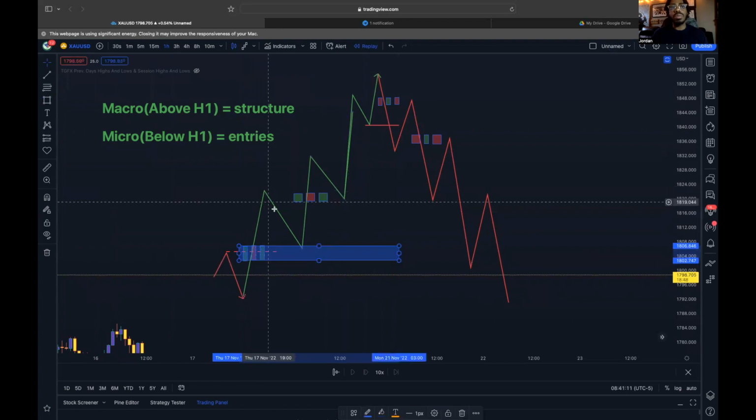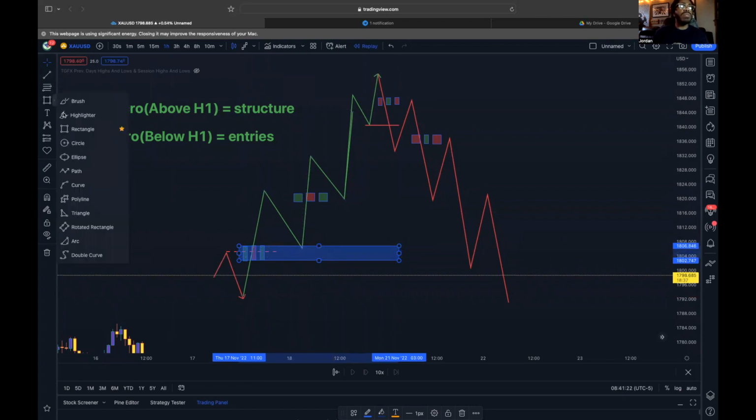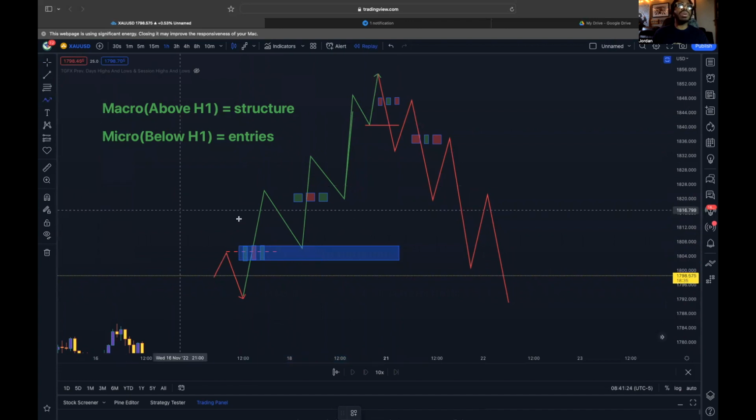When price comes back into it, as long as this low is maintained, I know that I can potentially get into a buy trade once this level is tapped into. So what we want to see on our smaller time frames as price gets into this level is a transition. Once we tap into this level, let's just move it over here to the right.